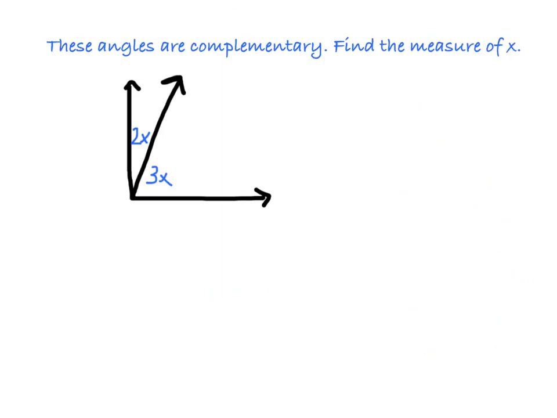Let's try a final example. These angles are complementary. Find the measure of x. Well, I know that complementary means they have a sum of 90 degrees. Okay, so when I add them up, I get 90 degrees. So I can write an equation to figure out what x is. So I see that this angle here, 2x plus 3x, has to equal 90 degrees. So I'm going to write my equation.